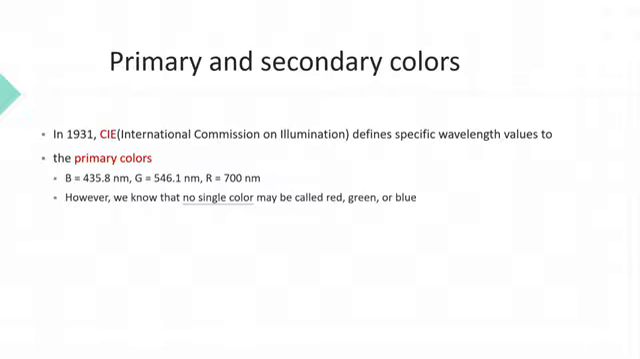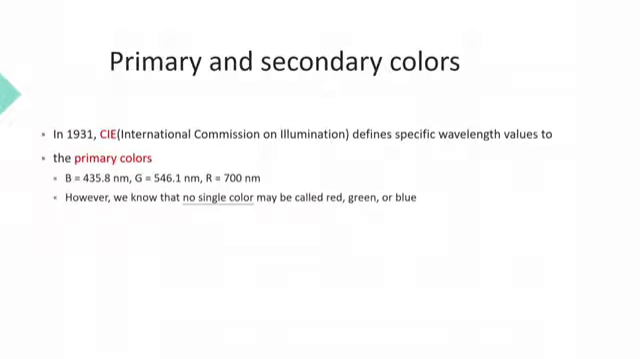Very first, the primary colors. Look at this range. B represents blue here, 435.8 nanometers. G represents green here, 546.1 nanometers. R represents red here, which is 700 nanometers wavelength.